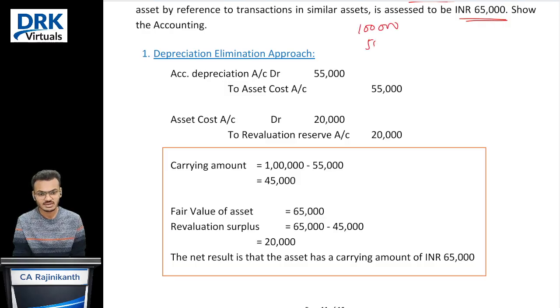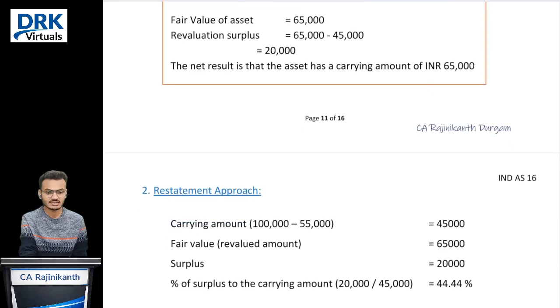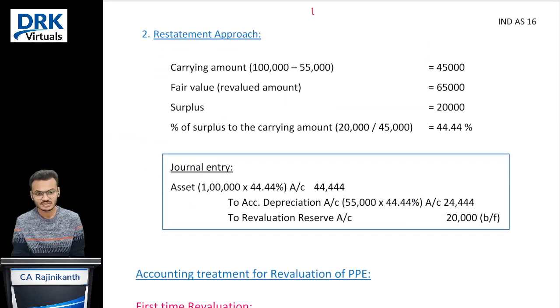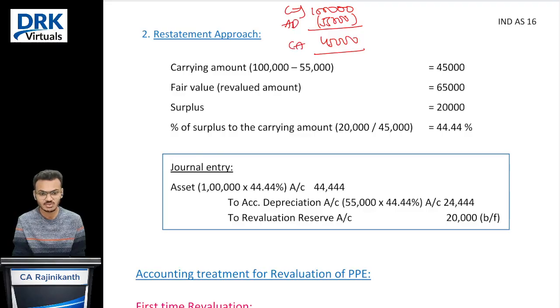1 lakh, 55,000 means what? 45,000. Let's write the place. 1 lakh, 55,000, 45,000. This is original cost, this is accumulated depreciation, and this is the carrying amount.